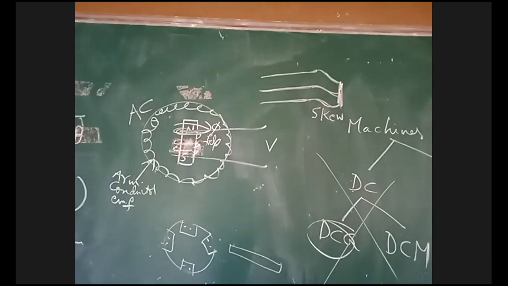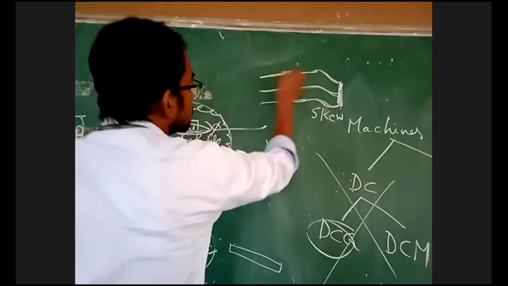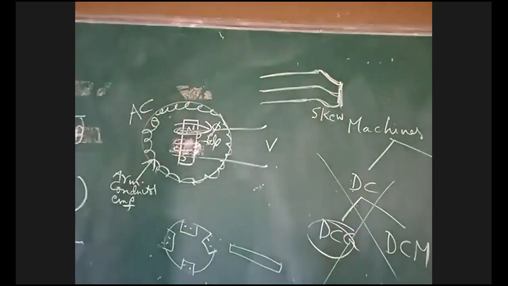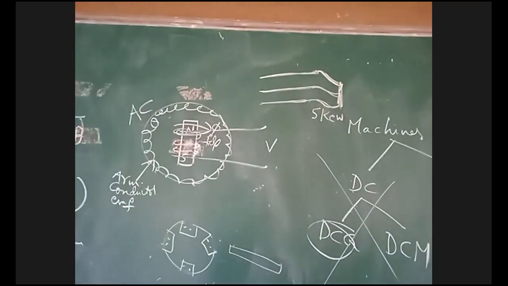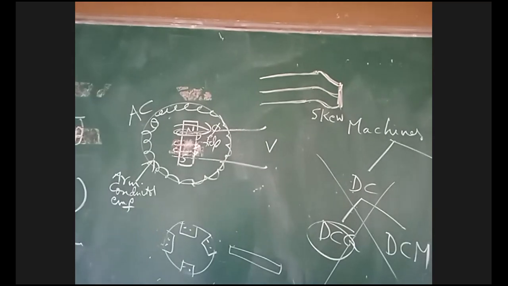Rotor bars are given some slight skew at the end point. After that, they are short circuited. This is the straight line up to here. After that, skewing is there. Why have they given the skew at the end points of the rotor bars? They give skewing to reduce the magnetic hum.